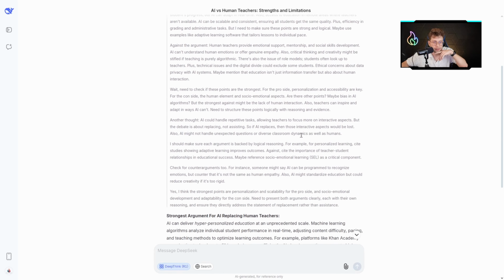And the entire thinking process is really cool. For example here, let's read it. Wait, need to check if these points are the strongest. For the pro side, personalization and accessibility are key. For the con side, the human element and socio-emotional aspects. Are there other points? Maybe bias in AI algorithms, but the strongest against might be the lack of human interaction.